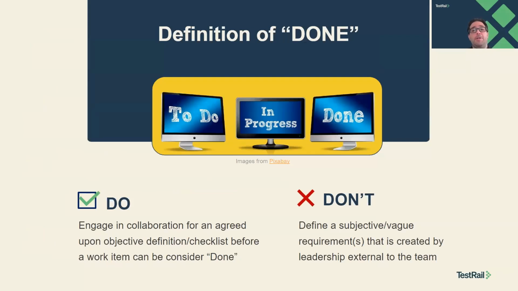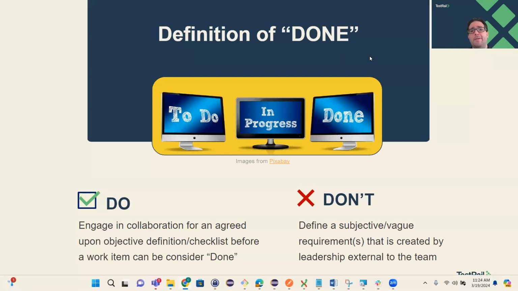The next one here is definition of done. I'm not going to go too deep in this. This is more focused on an agile environment. But what I would say is have one, and I'll talk briefly about a do and a don't. For those not familiar, a definition of done is a checklist or some objective criteria that defines when a body of work is done. And everybody does this differently.